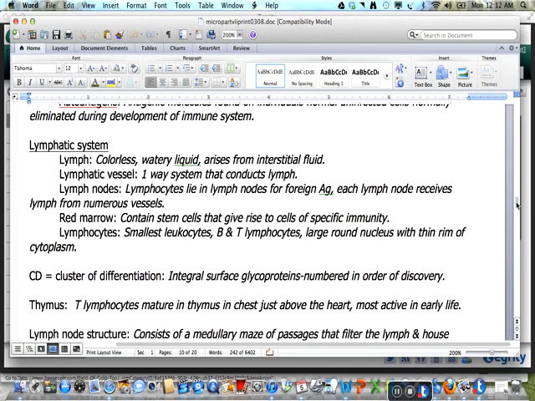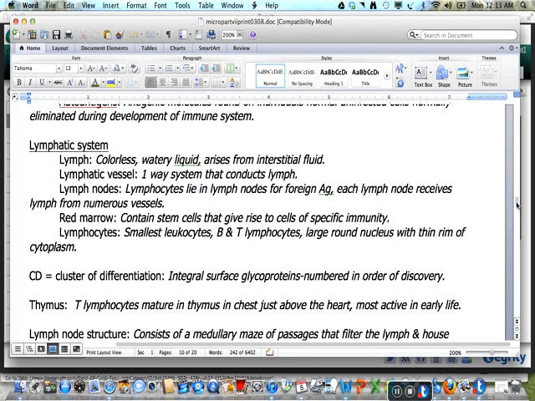The red marrow contains stem cells that give rise to the cells of specific immunity. The lymphocytes are the smallest of the leukocytes and include B and T lymphocytes. They are characterized by large round nuclei with a thin rim of cytoplasm. The CD, or cluster of differentiation, are integral surface proteins found on cell surfaces. They are numbered in the order of discovery.